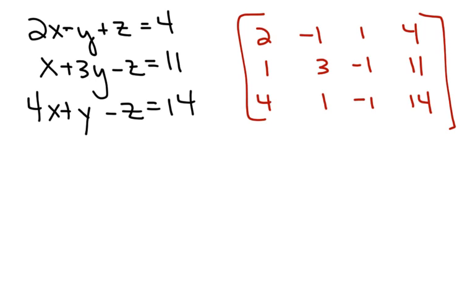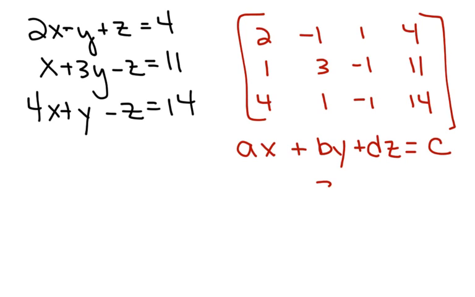Notice that when we put this into the calculator, we have to be in this form: ax plus by plus, we'll call it dz, is equal to c, and c is for constant. So all the first column are the coefficients of the x's. The second column are the coefficients of the y's. The third column is all the coefficients of z, and the last column are all the constants. So it has to be in that order, otherwise this does not work.